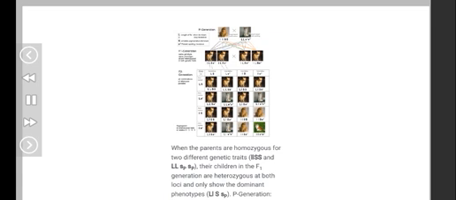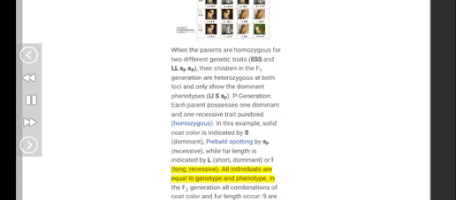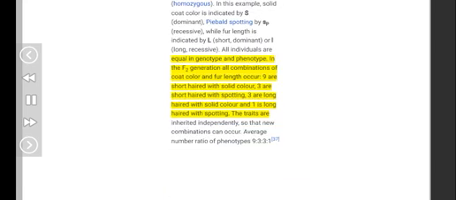Dominant piebald spotting is indicated by SP, recessive, while fur length is indicated by L, short, dominant, or l, long, recessive. All individuals are equal in genotype and phenotype. In the F2 generation, combinations of coat color and fur length occur: 9 are short-haired with solid color, 3 are short-haired with spotting, 3 are long-haired with solid color, and 1 is long-haired with spotting. The traits are inherited independently, so that new combinations can occur. The average number ratio of phenotypes is 9:3:3:1.